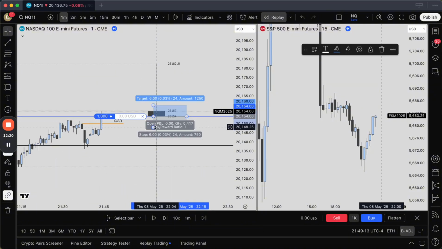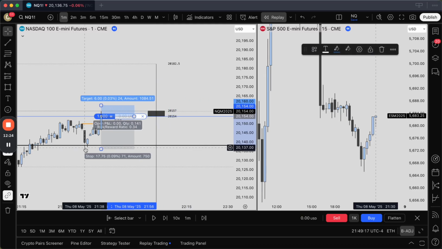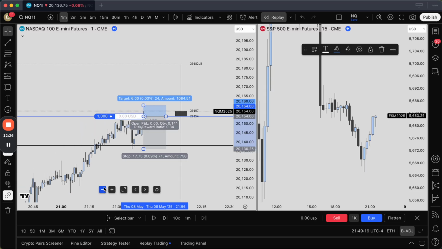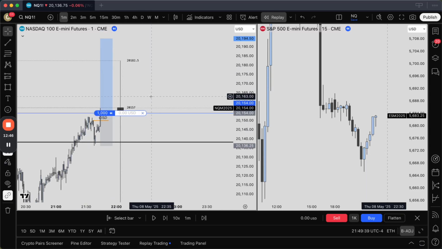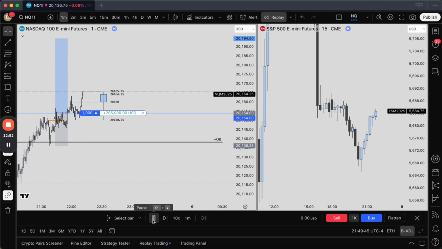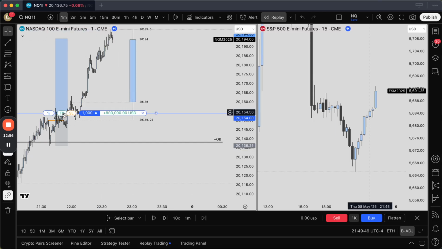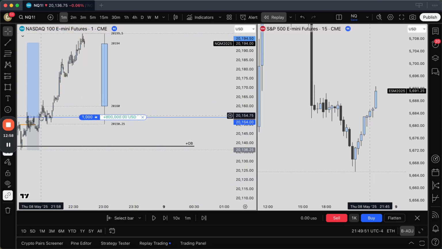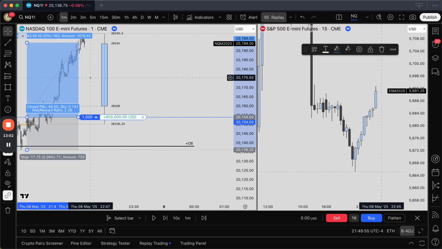My stop would go down here at this protected low. And then my final TP would be at 2R right here. My final TP would be that high, and then my stop would be there. And let's see what happens. We go ahead and take that TP, final TP right here, 2.28R.